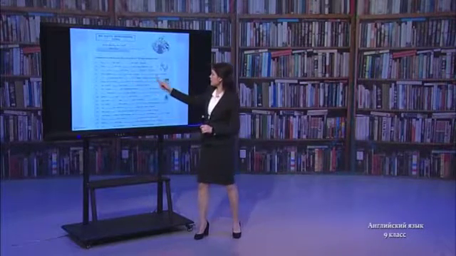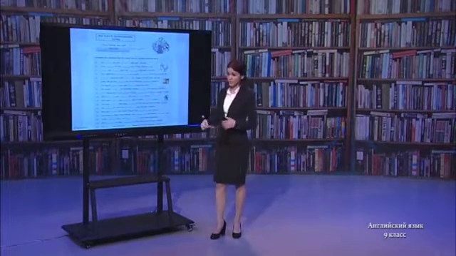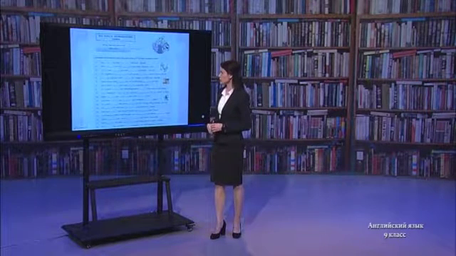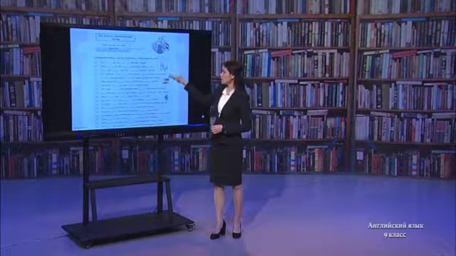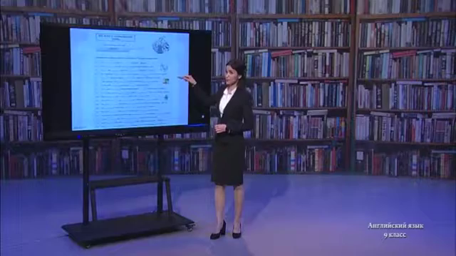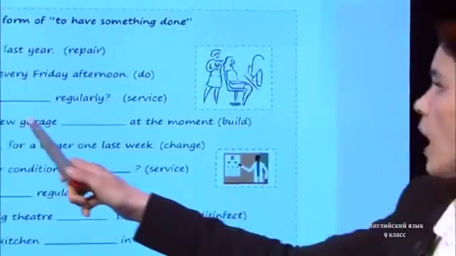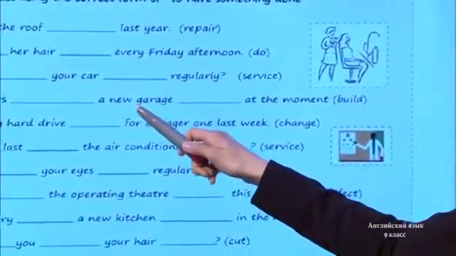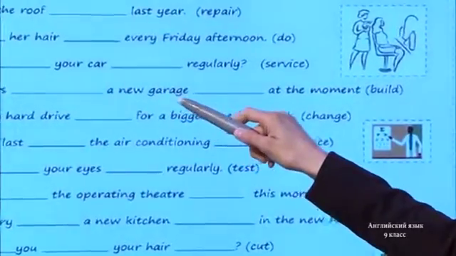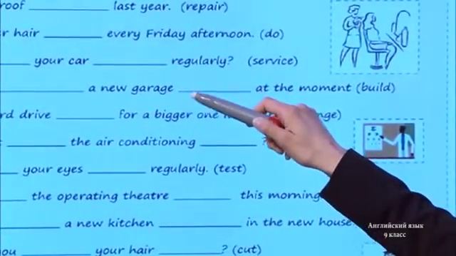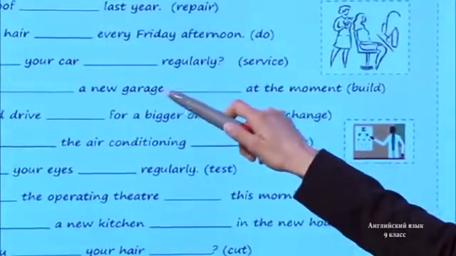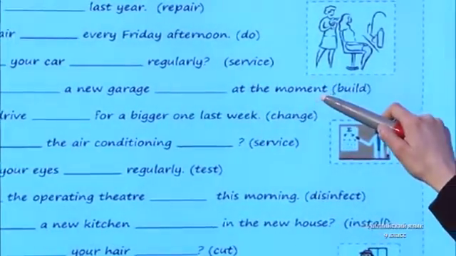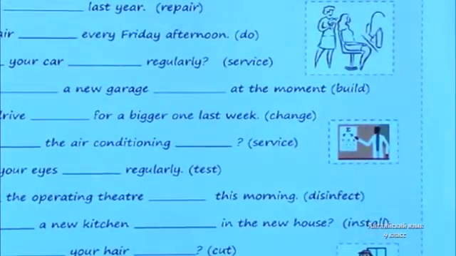Our neighbors, at the moment. What does it mean, at the moment? At the time of speaking, it's still in process. Well, build, the third form of build is built, right? So our neighbors are having a new garage built at the moment.